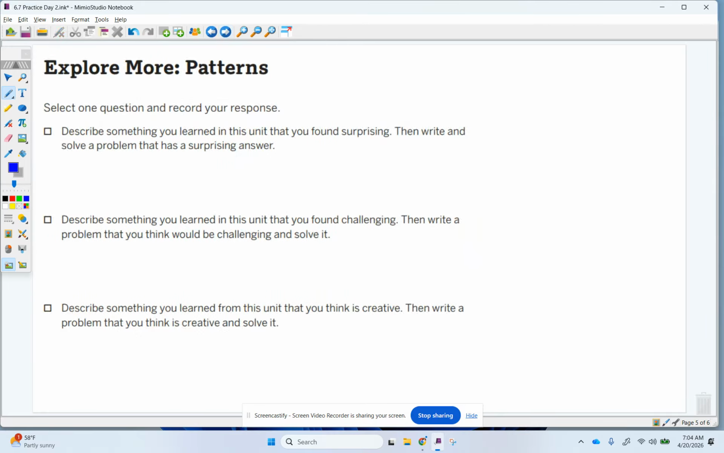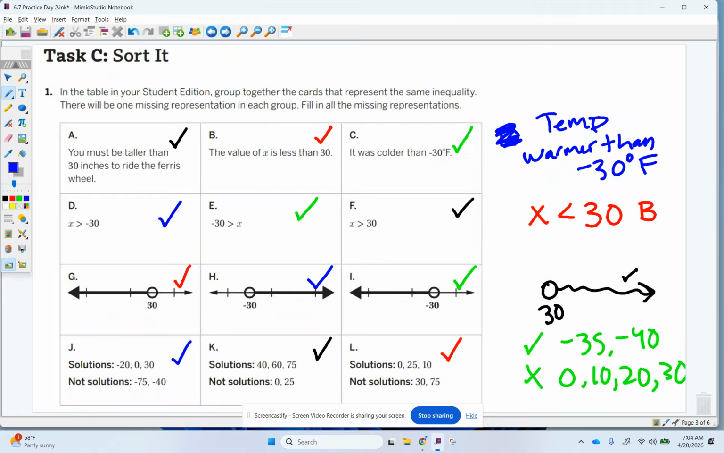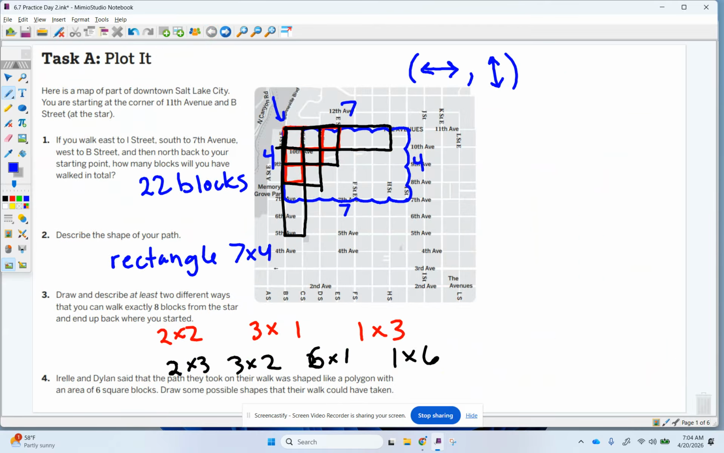Then we look at explaining more patterns. There's going to be questions about this. What you found challenging. I don't find any of this challenging. It's just putting dots on a graph. And as long as I know left and right, then up and down, I'm good to go. So good luck, study for the test, and I'll see you in the next video.